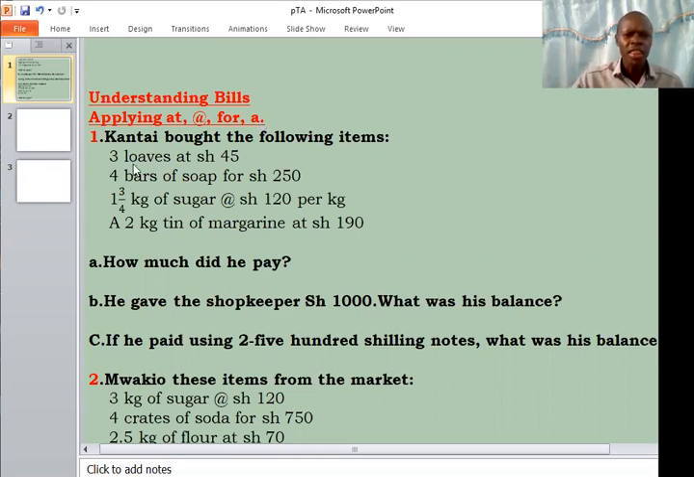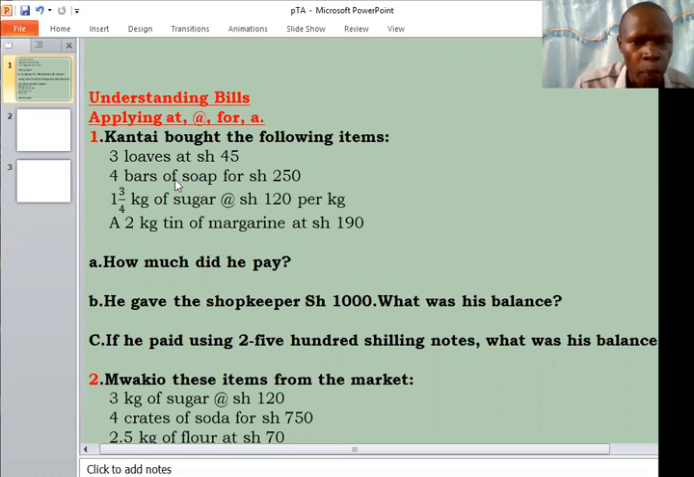From our question here, 3 loaves at 45 shillings. Do we multiply or we don't multiply by 3? Yes, we are multiplying because we have 3 loaves of bread, each bought at 45 shillings. Please, Lana, don't set a question for yourself. Don't cancel 45 and say that the price for bread is normally 50 shillings. That is wrong. You work out what is appearing in the question.